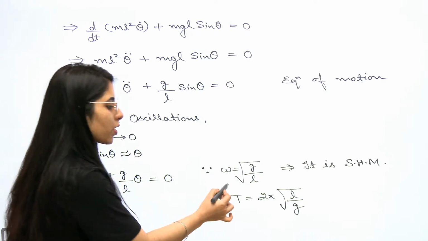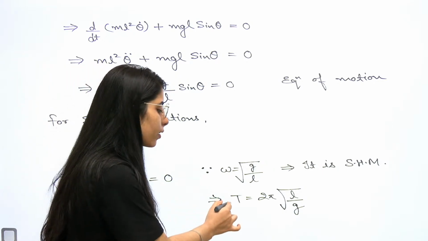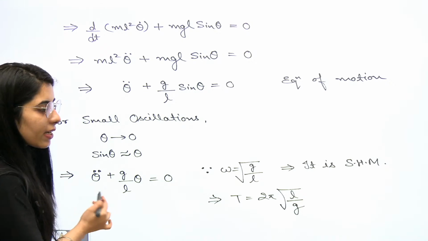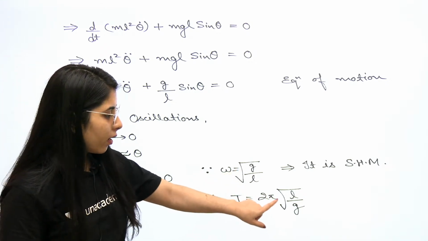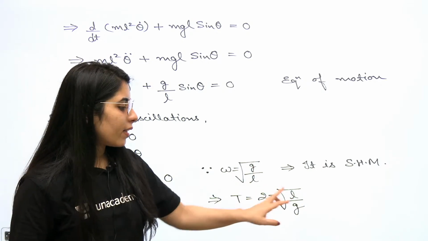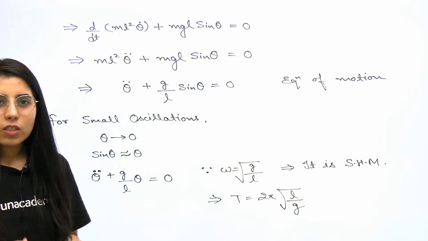That will be root g by L, and along with that, the time period T is 2 pi by omega. Once you put the omega value here, you will get T equal to 2 pi root L upon g. That's how you get your final expression.